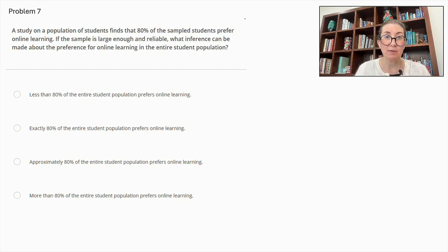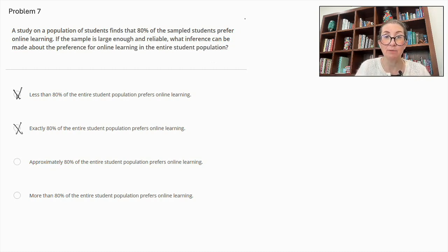Less than 80% prefers online learning. This inference lacks support without evidence of bias, contradicting the reliable sample showing 80% preference. So we can cross that out. Exactly 80% prefers online learning. This is too precise. Sampling involves a margin of error, so the actual percentage could vary. So we can eliminate that as well.